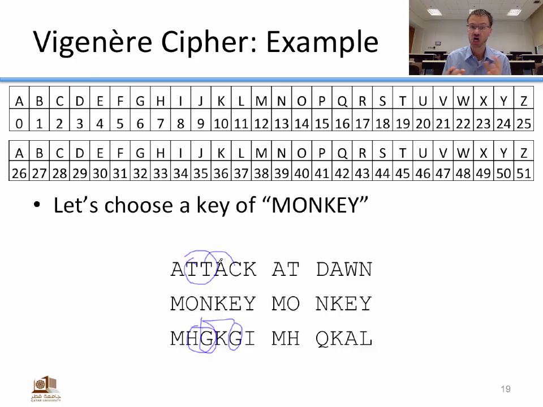Now, the one flaw in the Vigenère cipher is that when the key repeats, that letter will always be the same, so you could perform frequency analysis on repeated points. For example, when my key starts, I have A plus M gets me M.